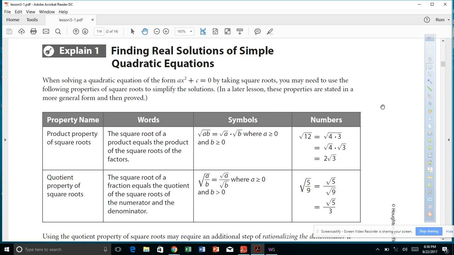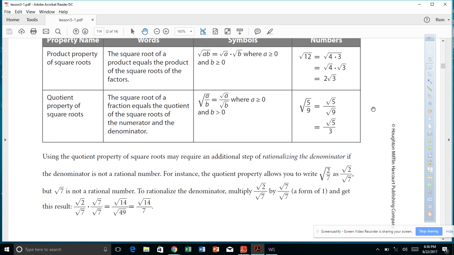Product property of square roots. The square root of a product equals the product of the square roots of the factors. In other words, the square root of a times b equals the square root of a times the square root of b, where a is greater than or equal to 0 and b is greater than or equal to 0. Example, the square root of 12 equals the square root of 4 times 3, which equals the square root of 4 times the square root of 3, which equals, well, the square root of 4 is 2, so that would be 2 times the square root of 3.